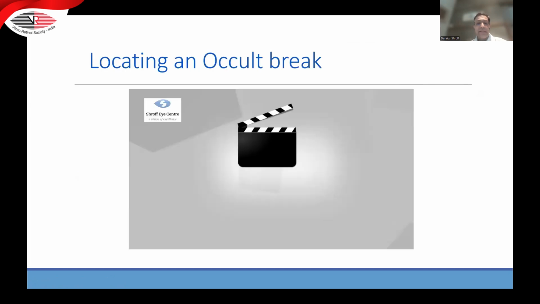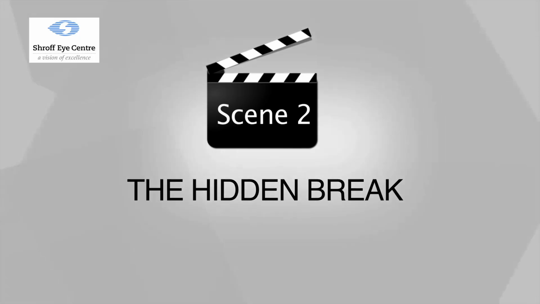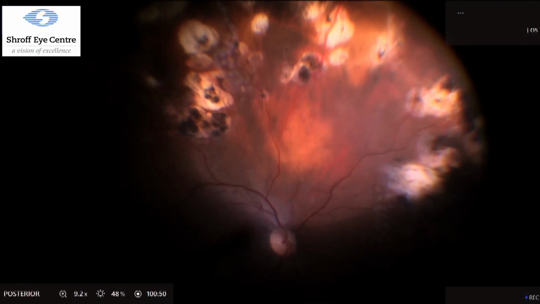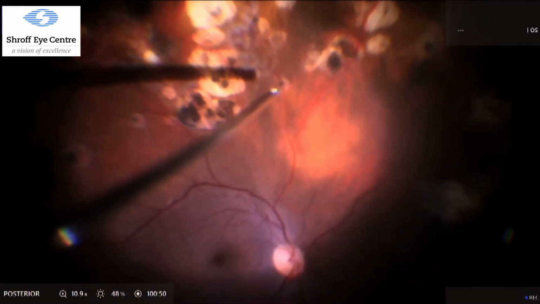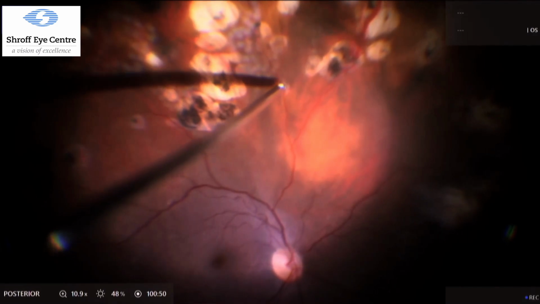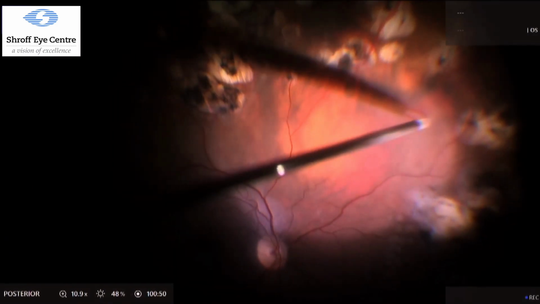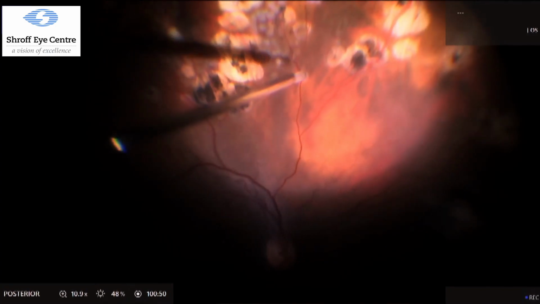So let's see some tips and tricks about how to handle these situations. This is an occult break, which we couldn't find. This lady had a recurrence 2 years post silicone oil removal. There was an inferior shallow RD along with previous laser marks, but no obvious break was seen. We tried to locate the break with the help of scleral indentation and a brush needle, but we were unsuccessful.